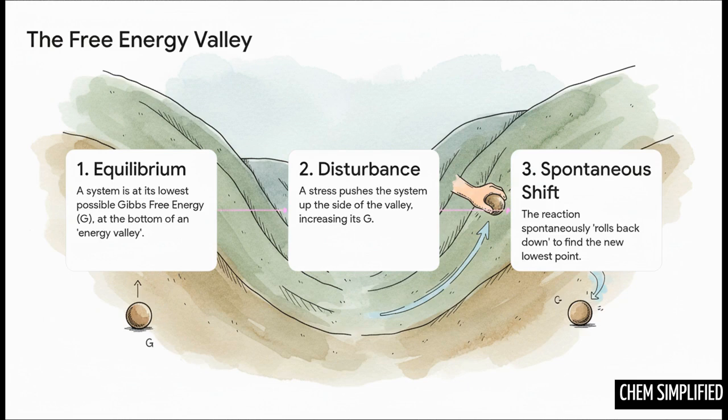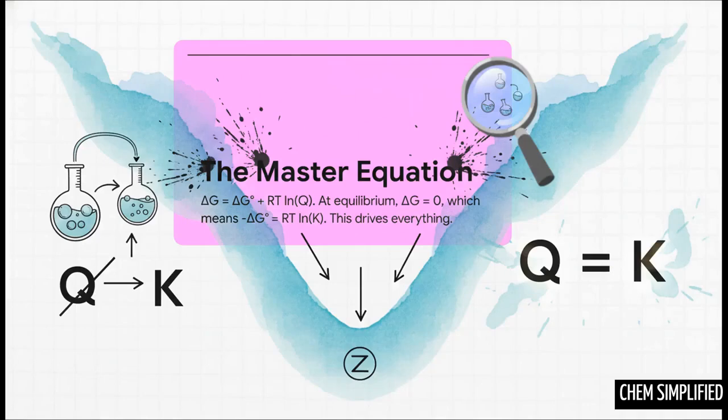And what does any ball on the side of a hill or a valley do? It spontaneously rolls back down to the lowest point. That's exactly what a reaction does. It shifts until it finds that point of minimum Gibbs free energy all over again. And here it is. This is the master equation that governs that entire energy valley. Delta G, the change in Gibbs free energy, tells us if a reaction will happen spontaneously. Think of it as the steepness of the valley slope.